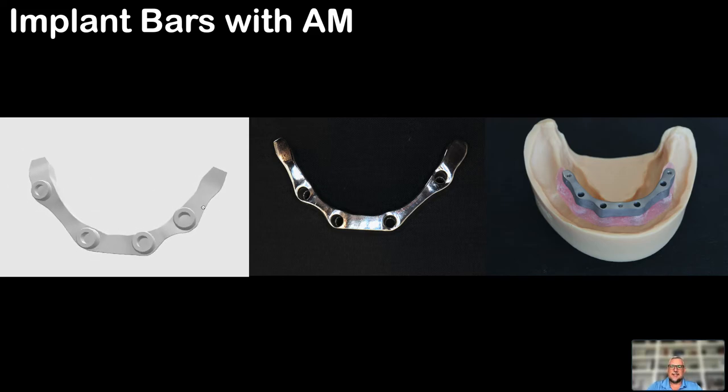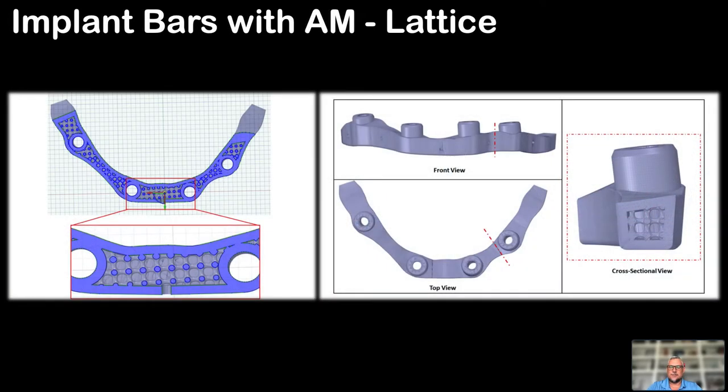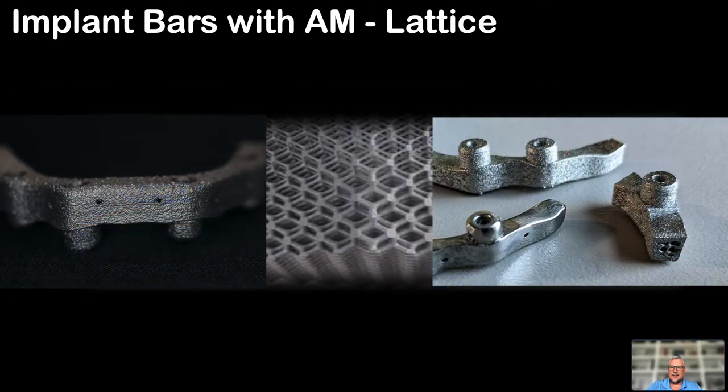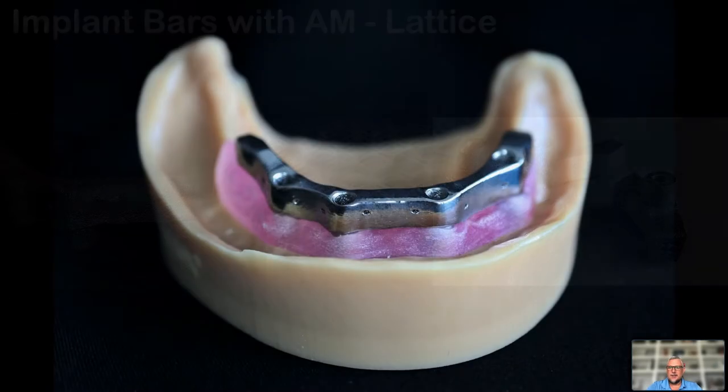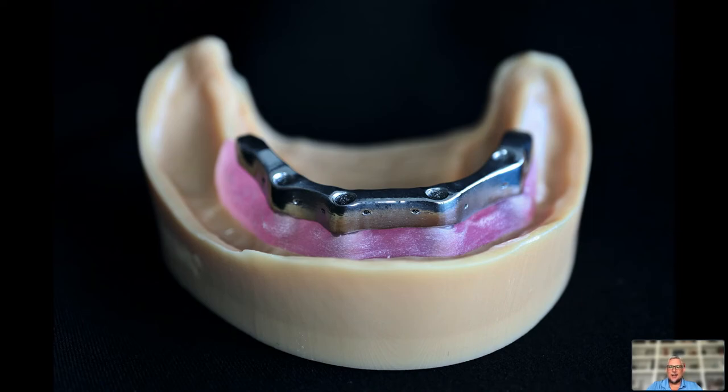So this investigation was looking at, could we do this with additive manufacturing and incorporate the lattice structure? So the solid implant bar was quite simple, but the lattice structure took quite a bit of designing, and we had to have the drain holes for the powder to come through. But what we found is we can actually use additive manufacturing with all those positive advantages for the implant bar.